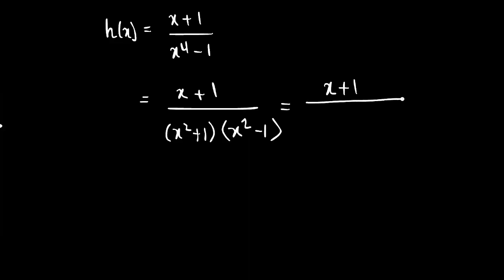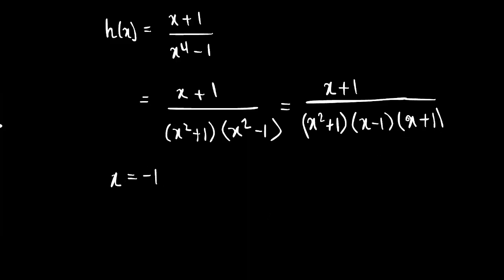And that will give us x squared plus 1 times x minus 1 times x plus 1. All right, so this is then going to be our fully factored form. So from this, again, we can identify our discontinuities. We will have one when x is equal to negative 1 and when x is equal to positive 1. You'll notice that our x squared plus 1 is not going to yield any discontinuities here, or is not something that we're going to be dealing with.